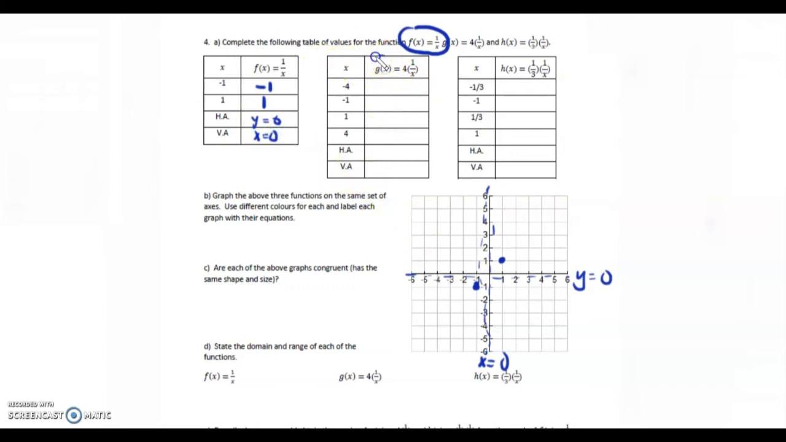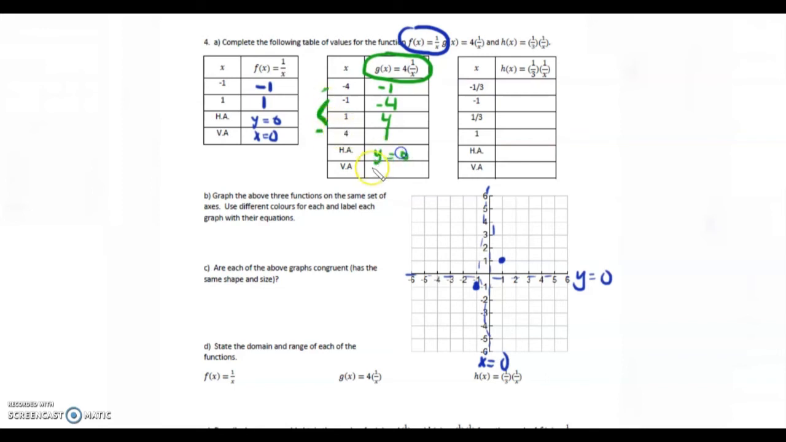Now if we were to plug this in, let me do this in green. We're going to go 4 times 1 over x. So we're going to get -4. This is (-1, -4). We're going to sub the 1 in, we're going to get 4, sub the 4 in, we're going to get 1. Okay, so I just extended it, but we don't have to on a test or anything. We just need these two coordinates here.